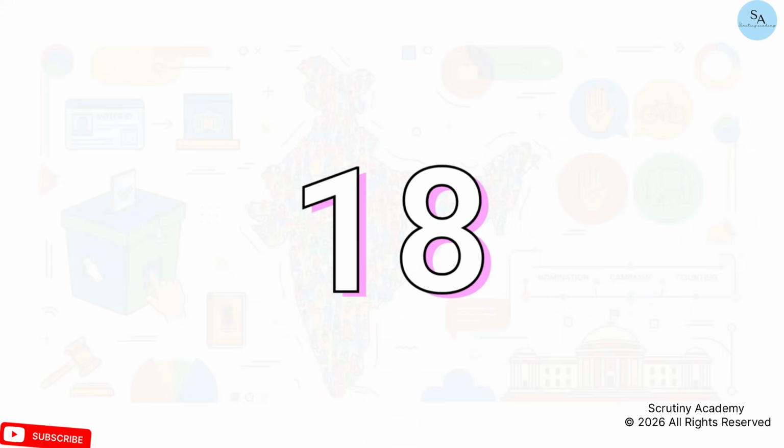So, what's the voting age in India? It's 18. Simple, right? But it wasn't always 18. It used to be 21. For your exam, you need to remember the amendment that changed this. It was the 61st Constitutional Amendment, way back in 1988. That amendment number is super important.